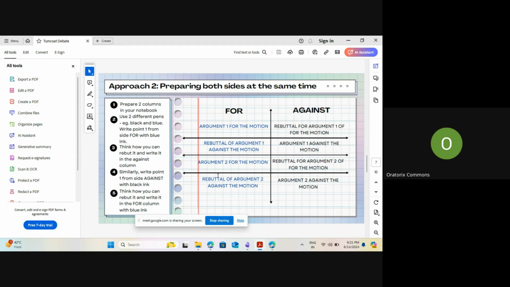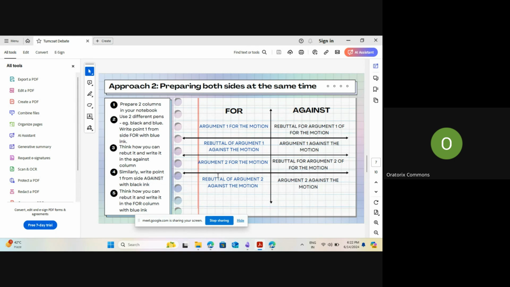Okay. Sir, I have also a general doubt. In the for column we have written argument one for the motion. We have given the argument one and then the rebuttal of argument one against the motion. We have not given the argument for, sorry, against the motion. Then how can we rebut it?